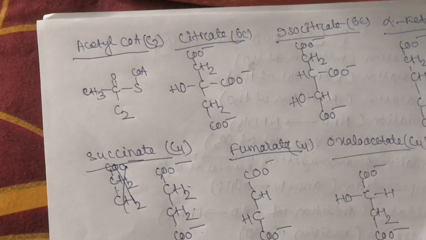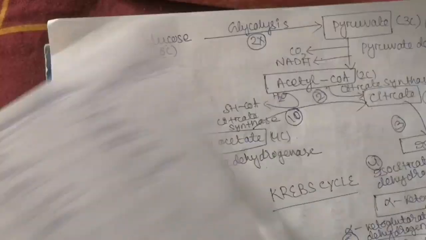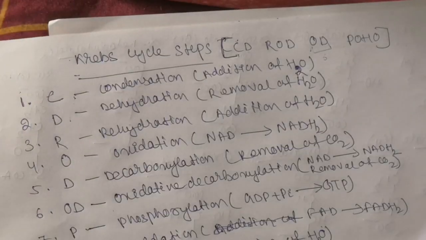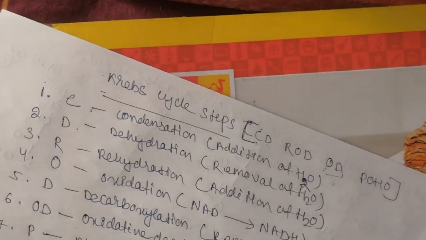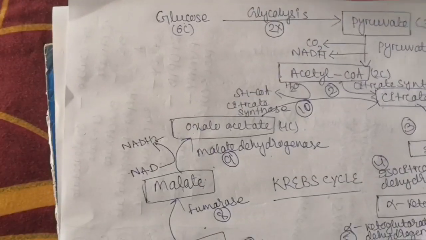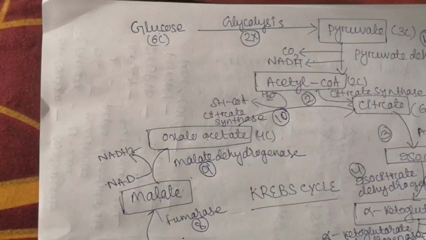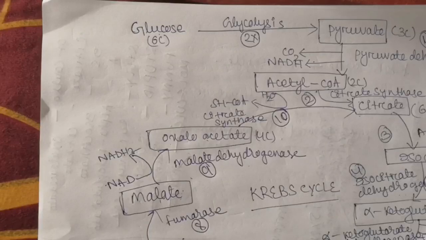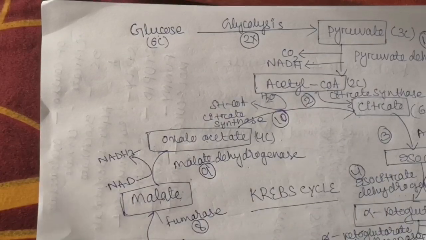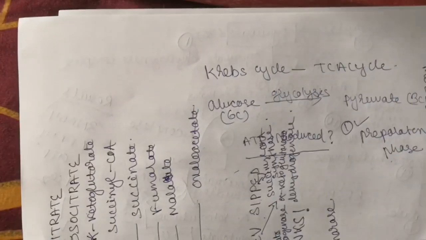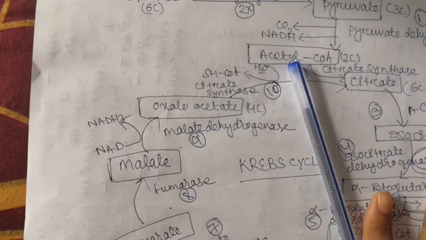You can prepare a chart size paper. You can write down each and everything along with the cycle on A4 size paper. It's better to stick it on your wall, so that it's easy to remember each and everything. So yes, this is all about the Krebs cycle.